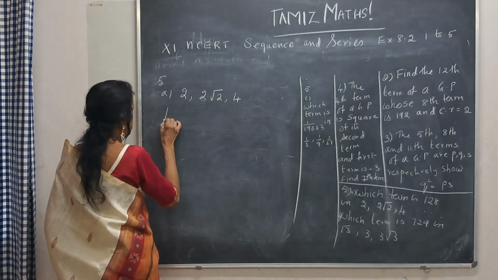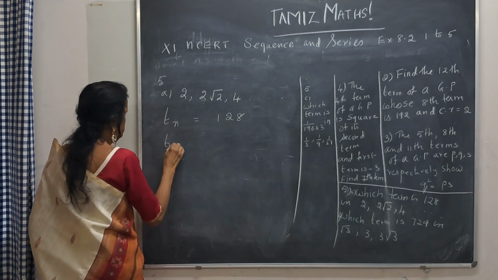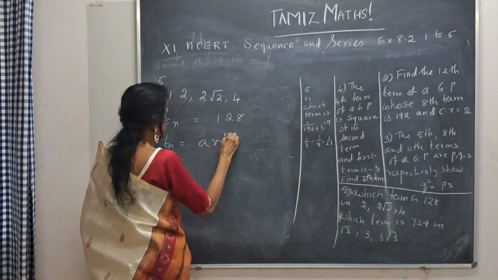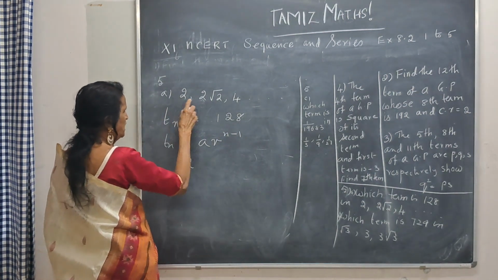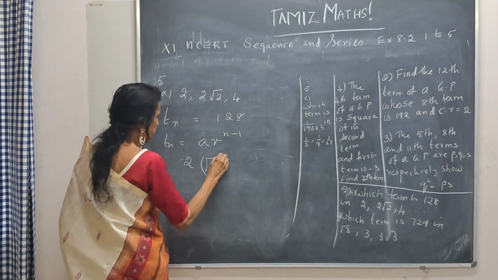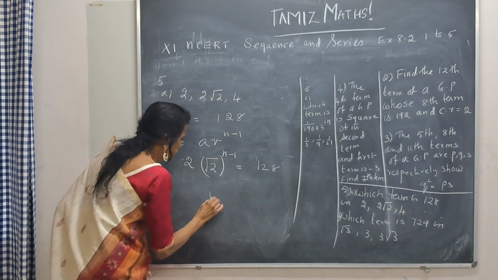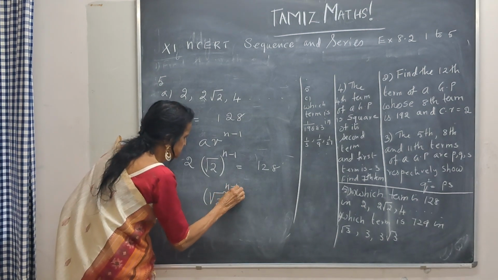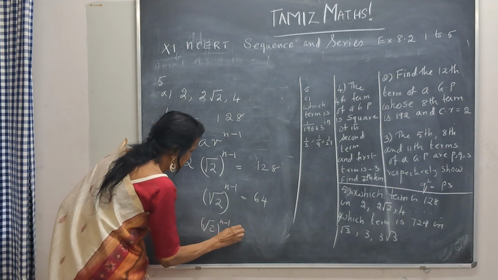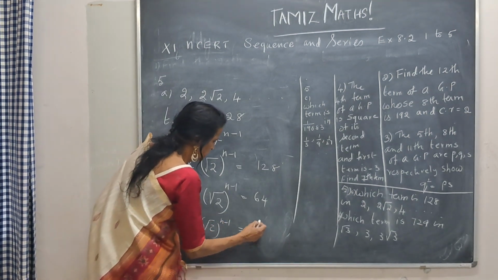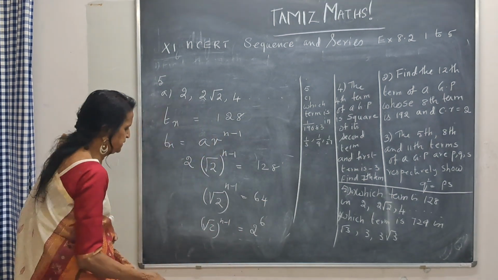So let us say Tn is 128. What is Tn? A r power n minus 1. What is A? 2. What is r? Root 2. So 2 into root 2 whole power n minus 1 is equal to 128. So root 2 whole power n minus 1 is 64, which is 2 to the power of 6.